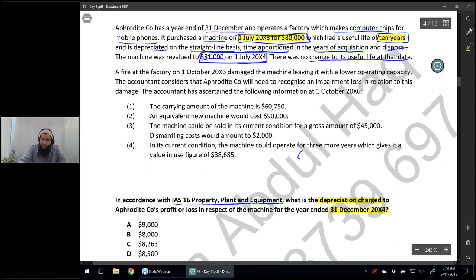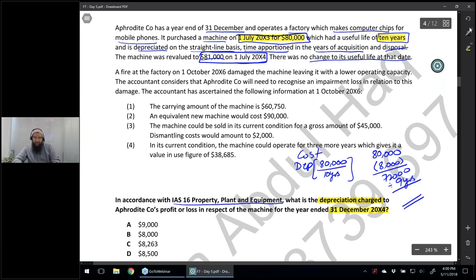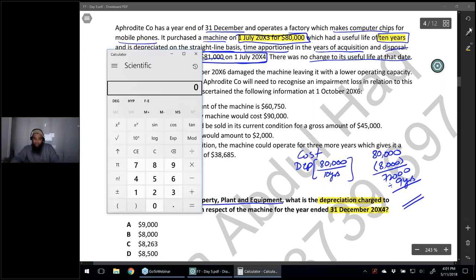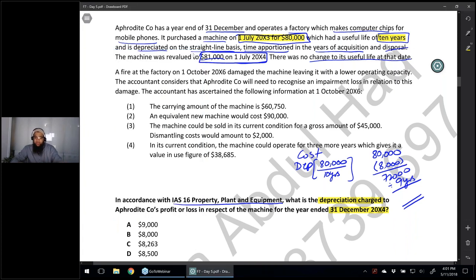So the original cost of the asset was $80,000. And the depreciation would be $80,000 divided by 10 years. So the annual depreciation was $8,000. And we are revaluing after a year. So the net book value was $72,000. Now the new depreciation is going to be over 9 years. So 72,000 divided by 9 years.